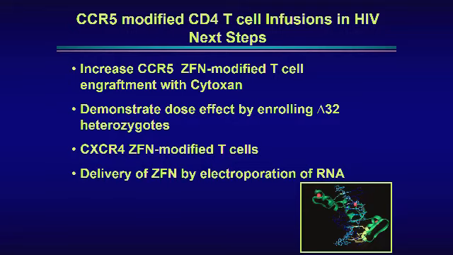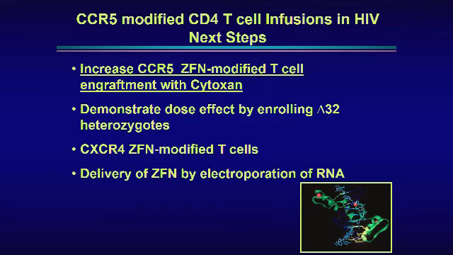So what are the next steps after this first-in-human trial? Well, one is to increase the engraftment using chemotherapy, low-dose chemotherapy preconditioning, such as used to facilitate engraftment in hematopoietic stem cell transplants. Second would be to demonstrate a dose effect by enrolling delta 32 heterozygotes, to modify CXCR4, and to improve the delivery of zinc finger nucleases by electroporation of RNA.